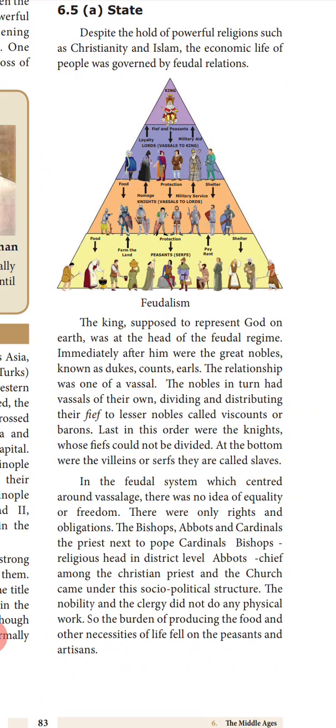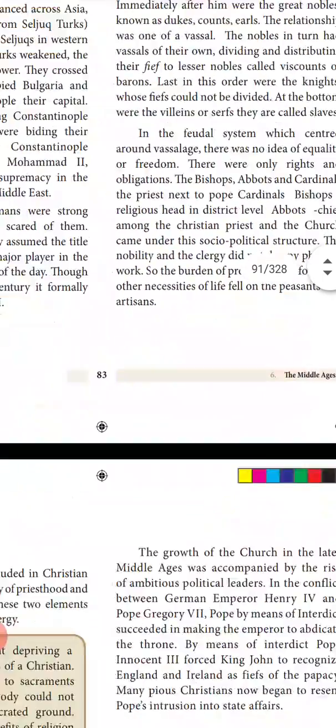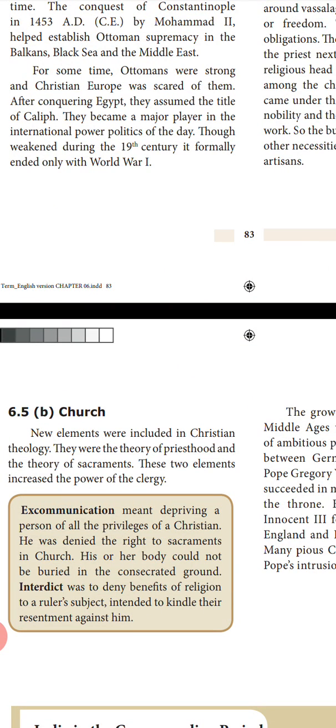Okay, children. Next, church. New elements were included in Christian theology. They were the theory of priesthood and the theory of sacraments. Sacraments, in Tamil they say 'arutsadhanangal', the rites given in the church. Catholics, to be Christians, must have received seven sacraments such as baptism, communion. These two elements increase the power of the clergies. Who gives these? The clergies in the church.